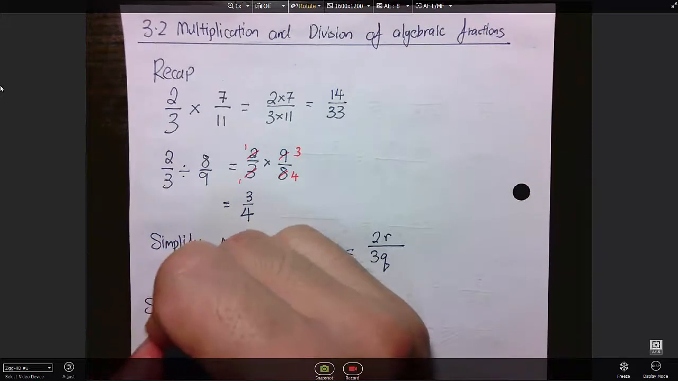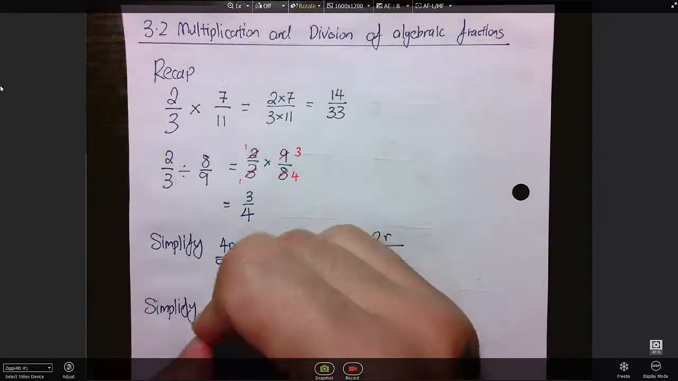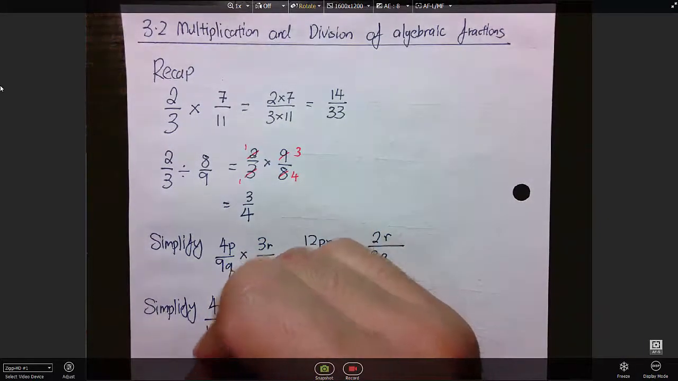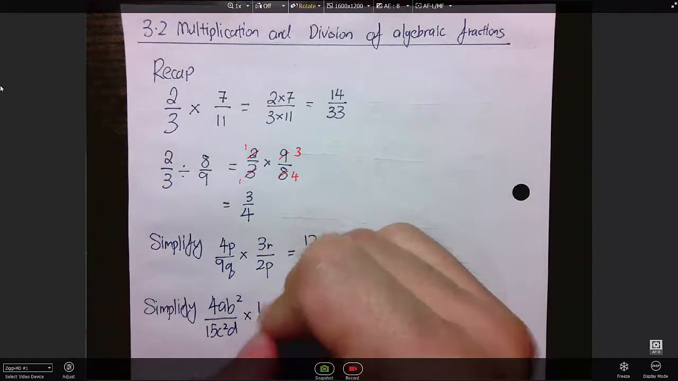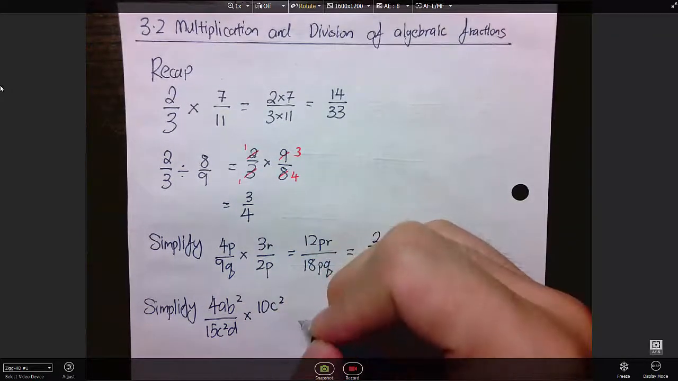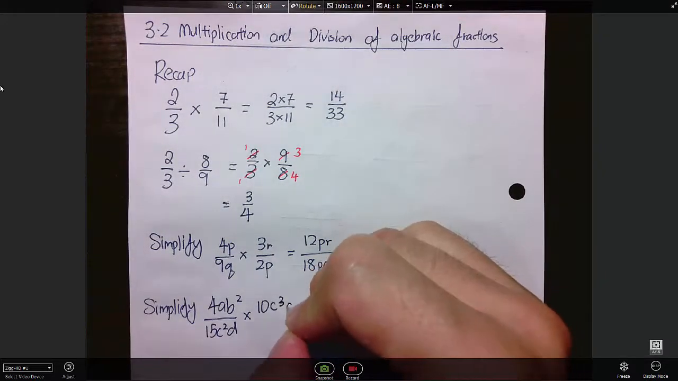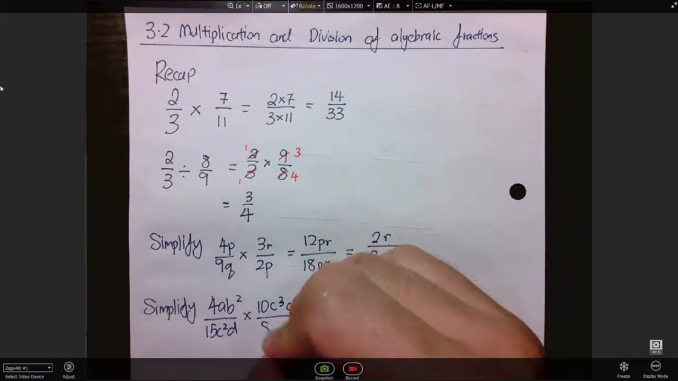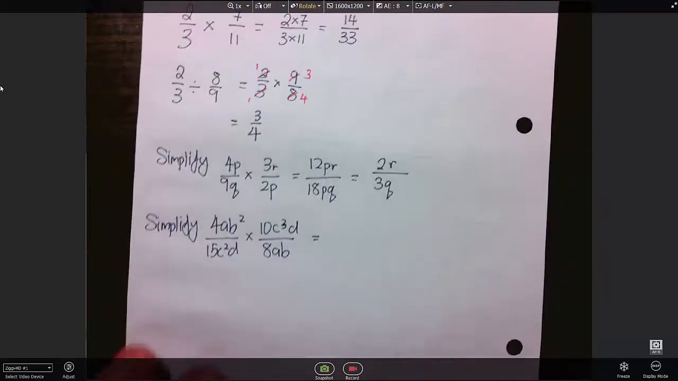Alright, maybe we do something a bit more complex. I now want to try to simplify 4ab square over 15c square d, multiplied by 10c cube d over 8ab. Same thing, just do it step by step. No need to rush.